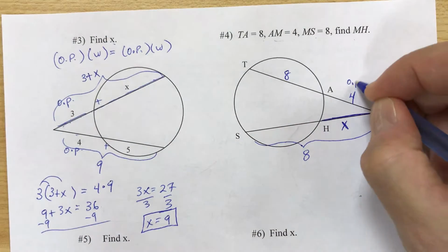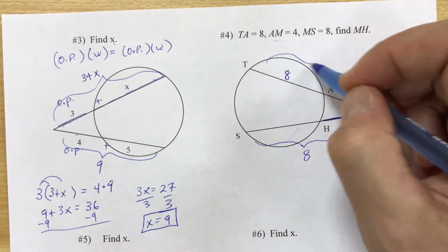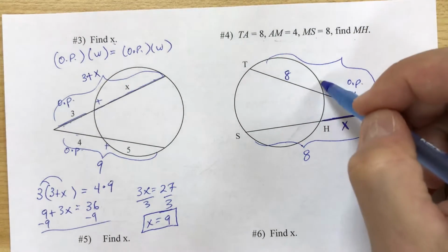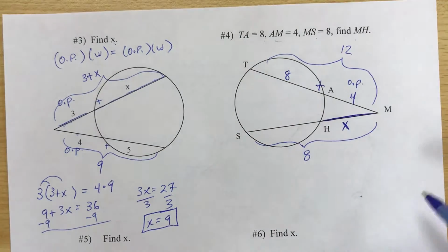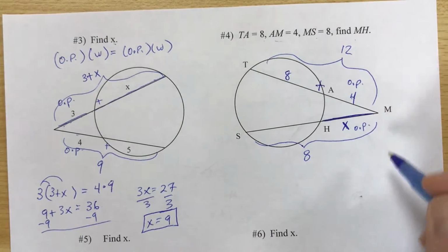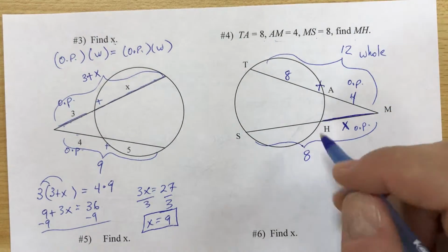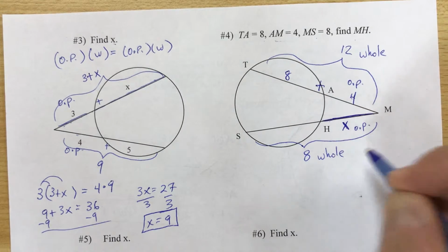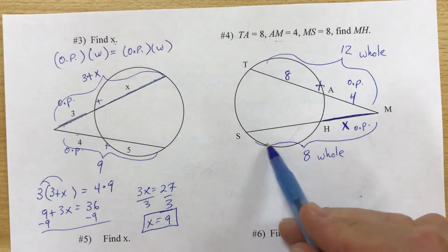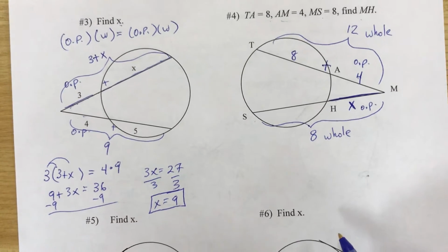So here's the outside part for the top secant, which is 4. The whole secant is 4 plus 8, which is 12. In the bottom secant, the outside part is X. Here's the whole, and the whole thing, they already told us, is 8. We don't need to add. They already tell us the whole thing, MS, that length is 8.